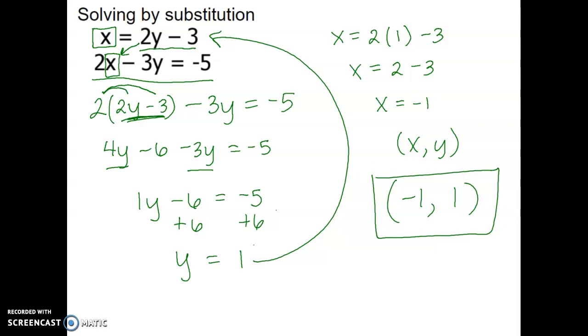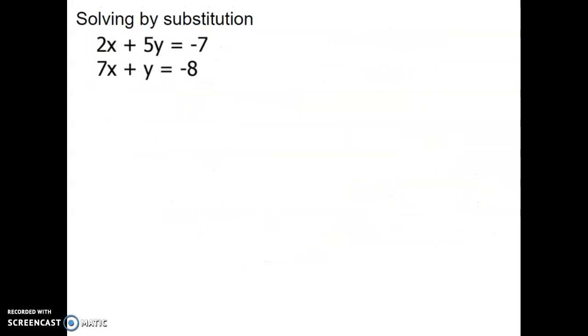Now, what if one of the equations does not have a variable by itself, like here? So they're still asking us to solve by substitution, but neither one has a variable by itself. Notice in the second one, though, see that y right there? Wouldn't that be really easy to get by itself? Let's do that. If we want to get y by itself here, I just need to get rid of that 7x. So to get rid of it, I do the opposite to move it to the other side. So we have y equals negative 7x minus 8.